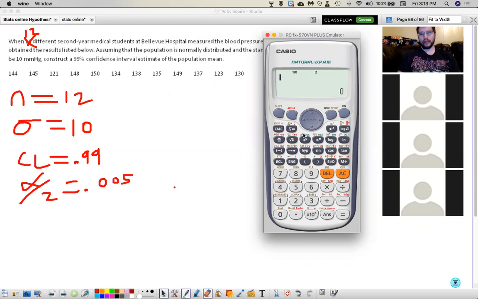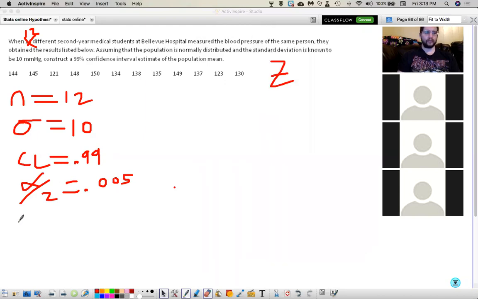Hit AC. And we're still in the stats menu, you can see right here. So I'm going to go to Shift 1, X bar. I need X bar. I'll go ahead and store that for later in case I need it. 137.8. The data is rounded to the 1st place. I need to round my mean to the 10th place, 137.8.